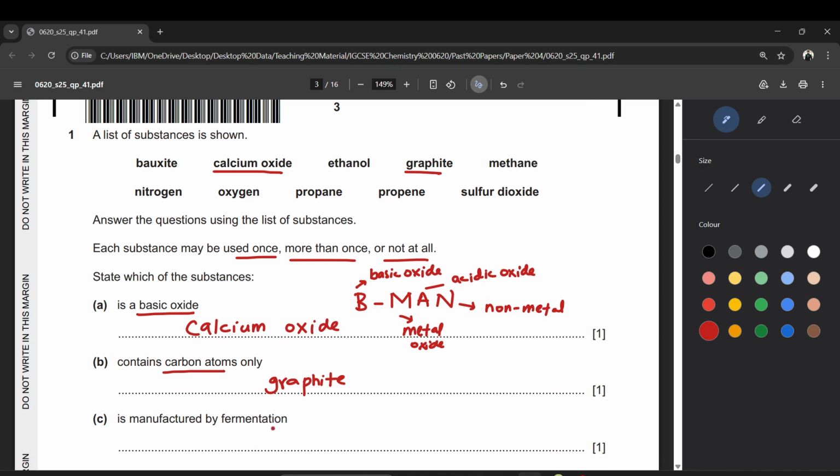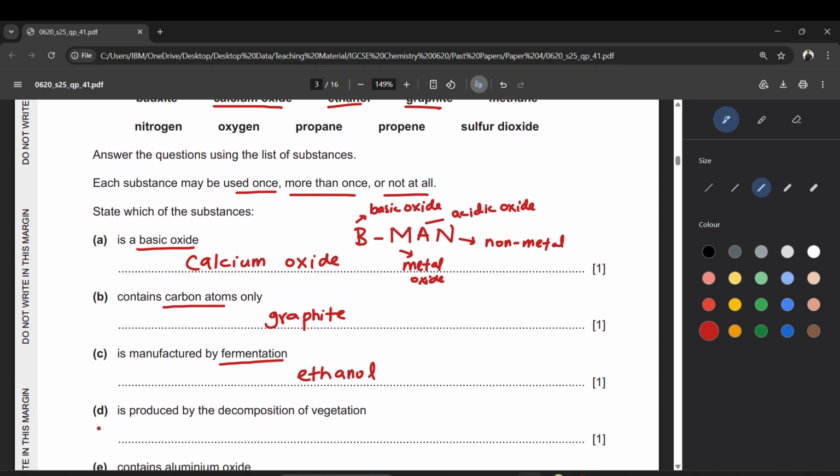Part C, which substance is manufactured by fermentation. Now, fermentation is a topic that comes in organic chemistry, so you must know that in this process, what we manufacture is ethanol from glucose. All right, so therefore, ethanol is over here. So that is going to be our answer.